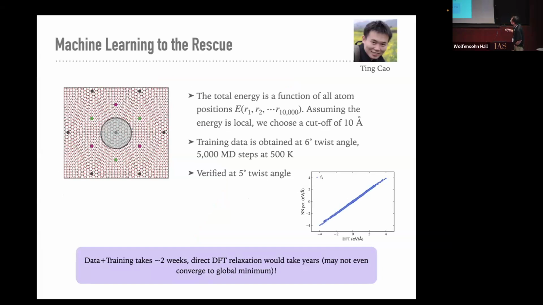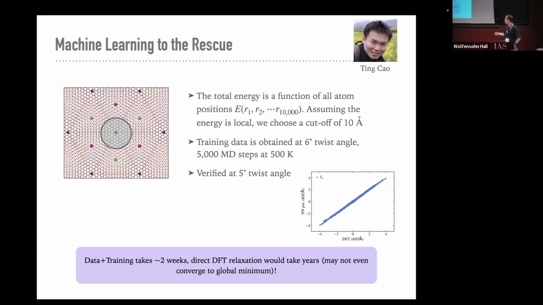neural network. So if you think about it, the total energy is a function of all the atomic positions, right? But what we're going to do is assume the energy is local. So we're going to drill a hole, say about 1 nanometer, and then consider all the atomic positions inside of this. And then we can calculate the total energy at a larger twist angle, say 6 degrees, and that can easily be done within 1 or 2 hours.